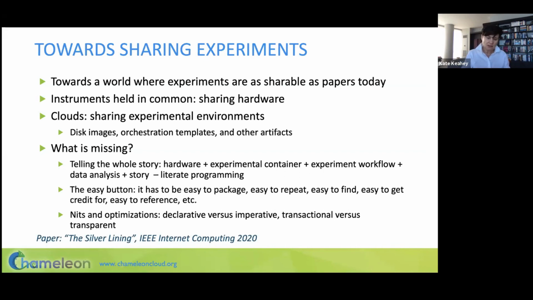So we have hardware, we have now experimental containers, so we have configured this hardware. Now we have to run something in it and analyze the data and produce a graph. And something that puts all those things together is called literate programming. It was first described by Donald Knuth, who else, right, and came up with this.